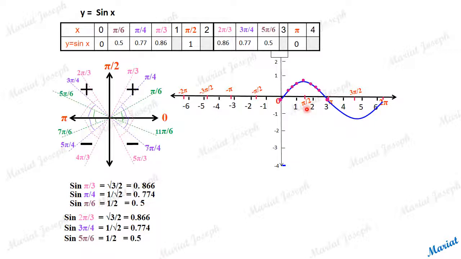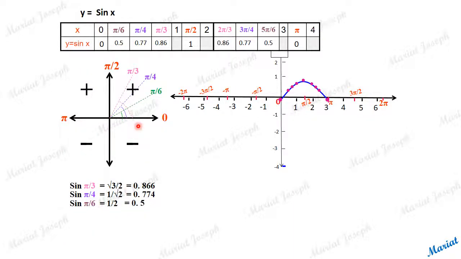So we got the graph of sin x function in the interval 0 to 2 pi. 0 to 2 pi means one full rotation. This is the shape of sin x function in 0 to 2 pi, in one full rotation.